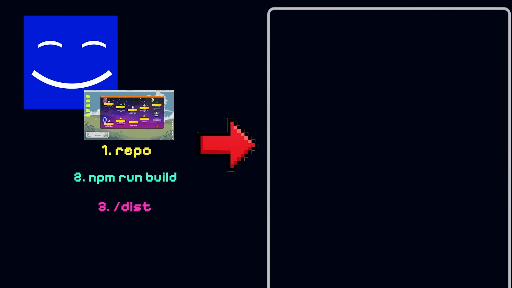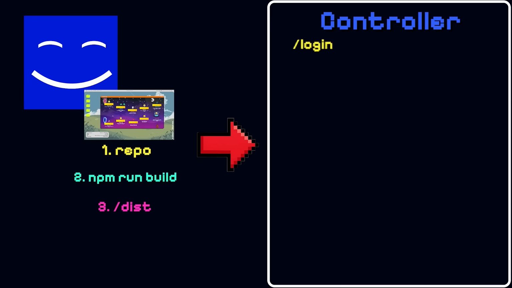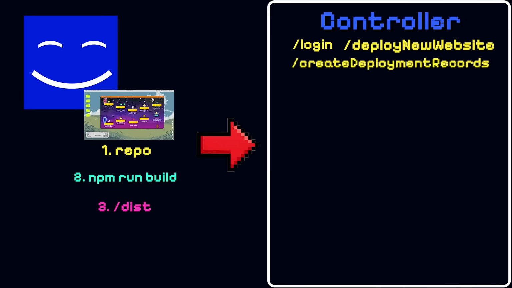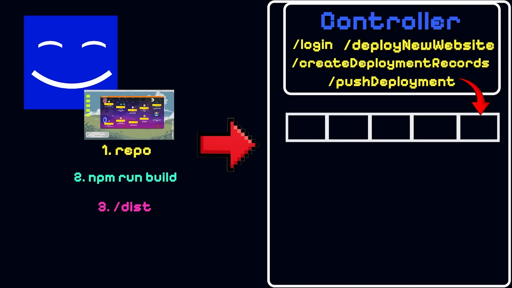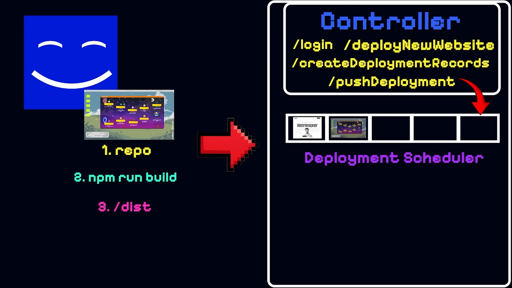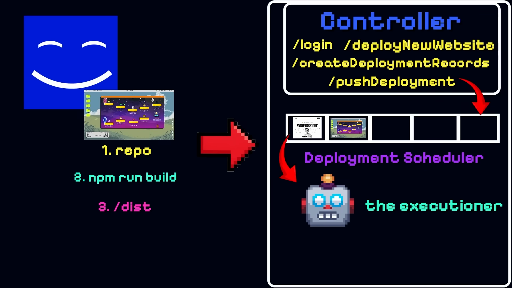Our presentation layer's controller will authenticate users, accept deploy requests, create deployment records, and enqueue jobs. Just the surface level stuff. Below that, we'll have a simple deployment scheduler with a FIFO queue, single thread worker, and retry logic on failure. Now below this we have the main logic, the runtime executor.